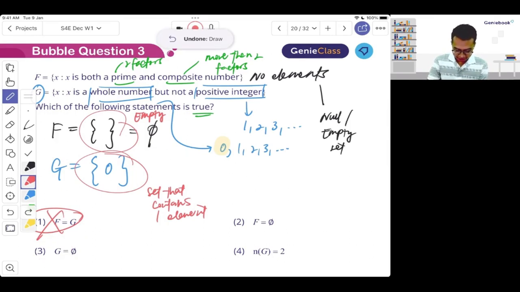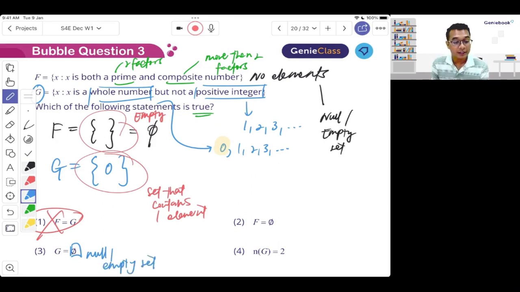Now, here, again, to remind you, it means null or empty set. But as I mentioned earlier, G is not an empty set. It's a set that contains one element and that element is zero. So you see why this can be confusing and why a lot of you actually fell into this trap.